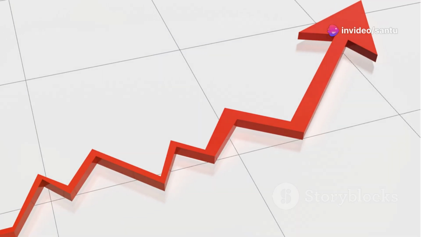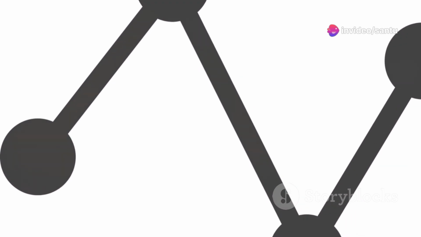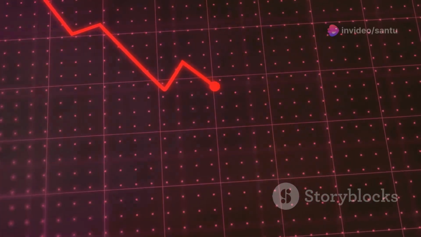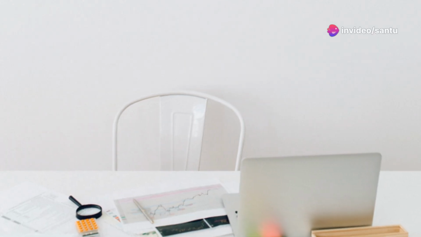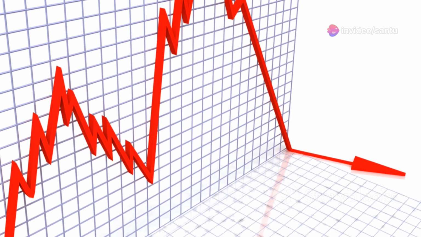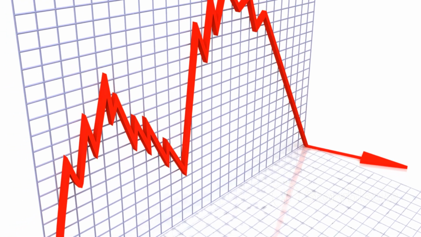If the points tend to cluster around a straight line that slopes upward from left to right, it suggests a positive correlation. Conversely, if the points cluster around a straight line that slopes downward from left to right, it indicates a negative correlation. The closer the points are to forming a perfect straight line, the stronger the correlation. If the points are scattered randomly, it suggests a weak or no correlation between the variables.